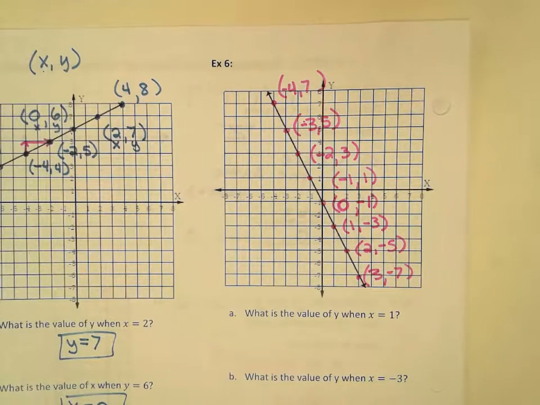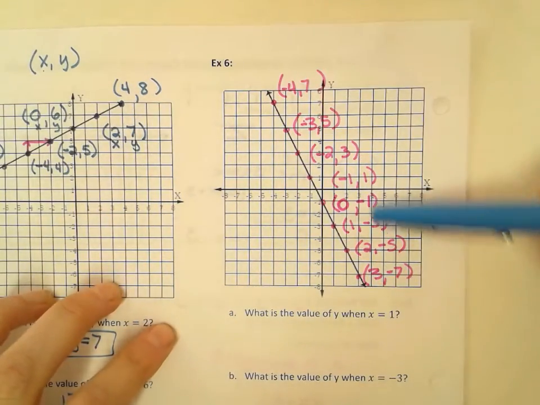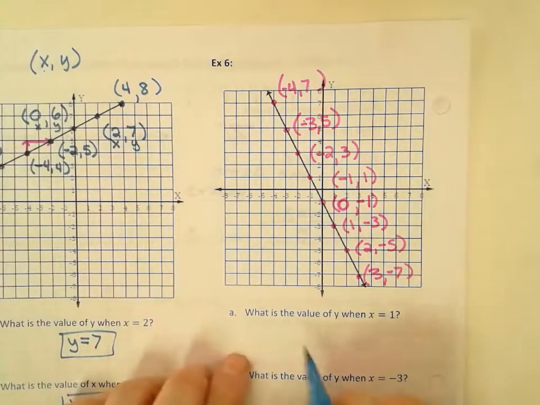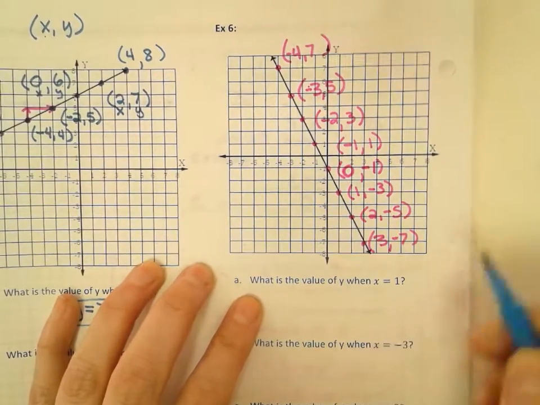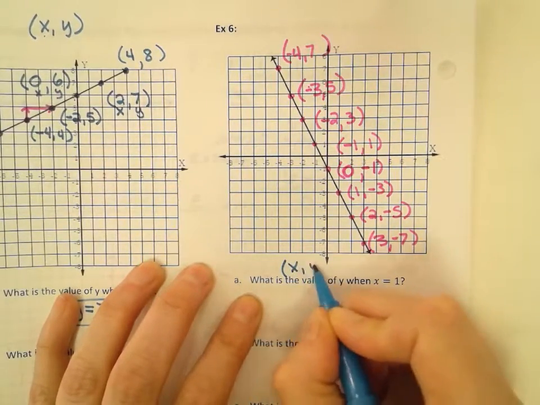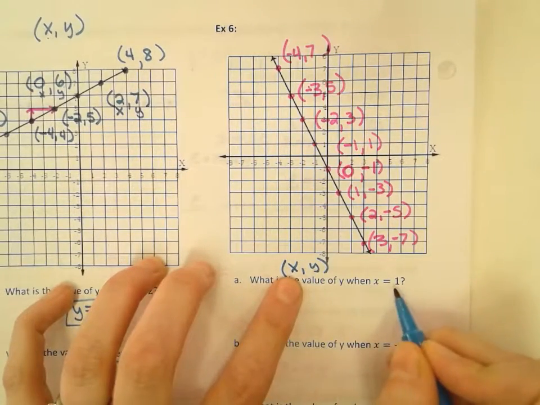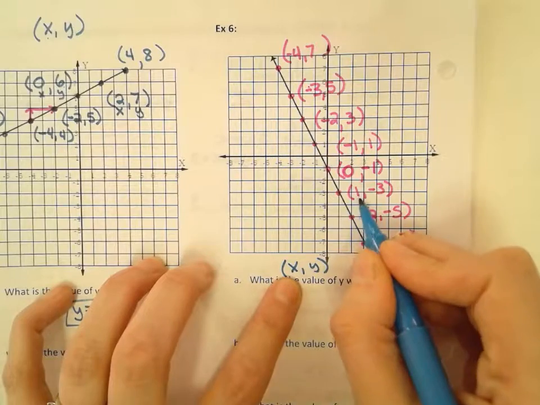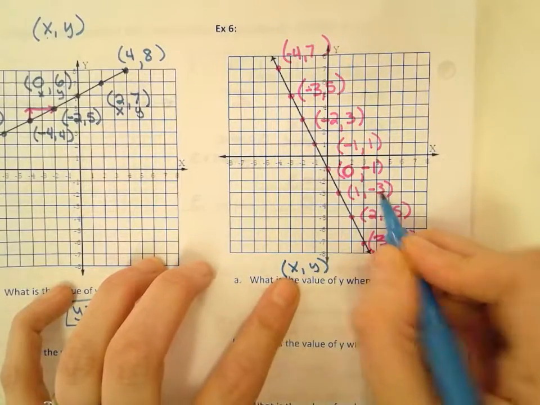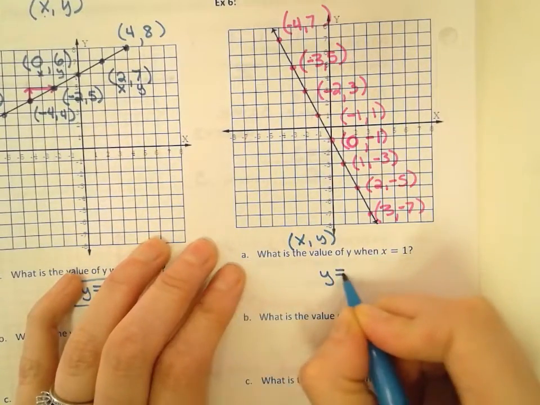All right, now that we've got those labeled, and I don't think I gave you very big graphs like that on your homework assignment, so you won't have to label nearly as many. Question A says, what is the value of y when x equals 1? So remember, it always goes (x, y). If we're looking for an x value of 1, we're looking for the first number. My x value is 1 right there when the y value is -3. So y is equal to -3.